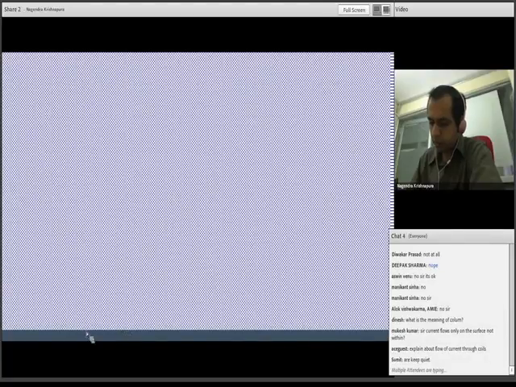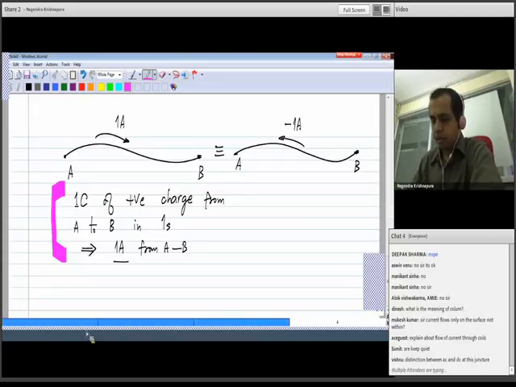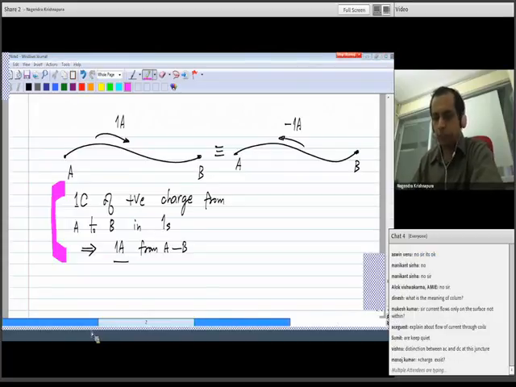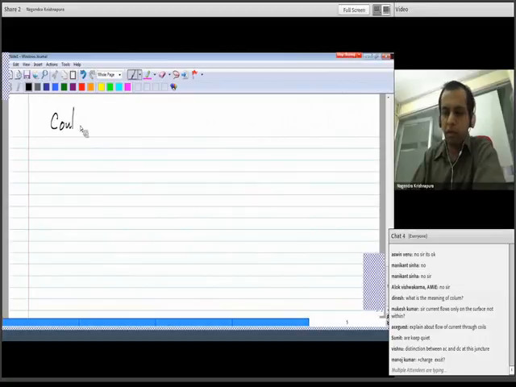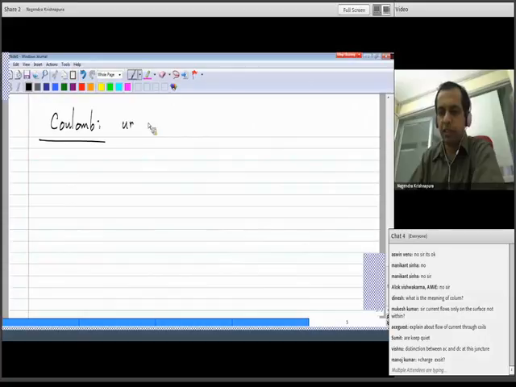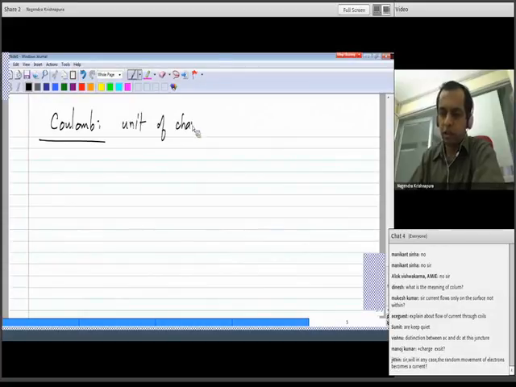Now there was another question about whether the current flows only on the surface of the conductor or not. Now we will not worry about that. It turns out that at low frequencies current flows uniformly through the cross section of the wire, and as you go to higher frequencies it will be only towards the surface of the wire. But for us those details are not important at all. We will be looking at the total current flowing through the wire.